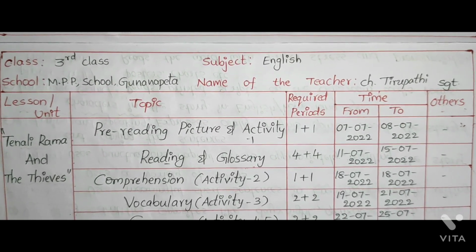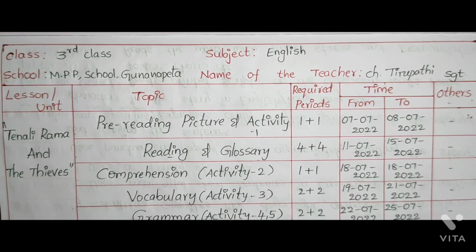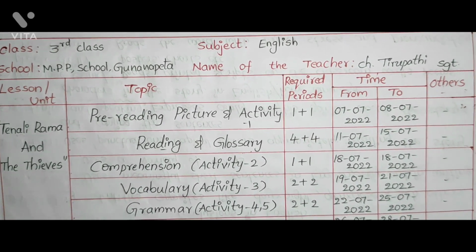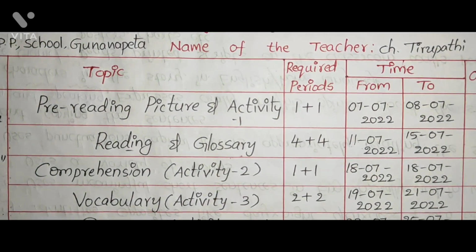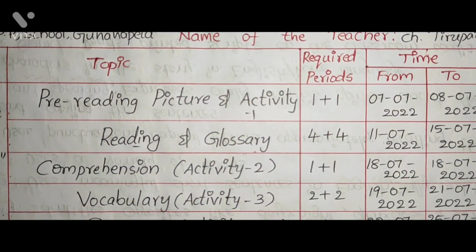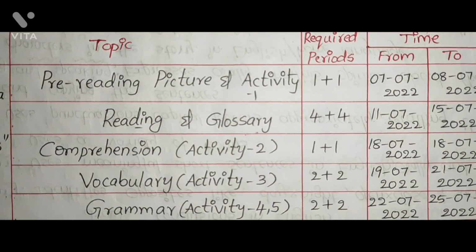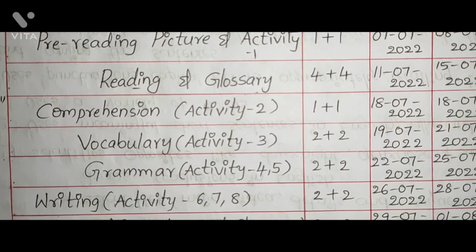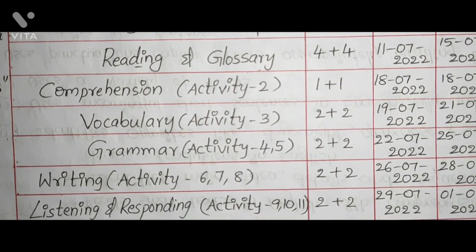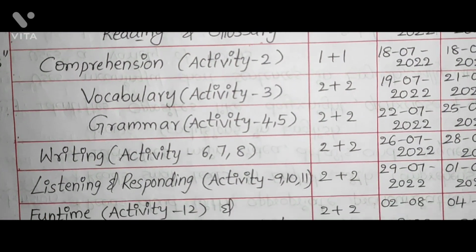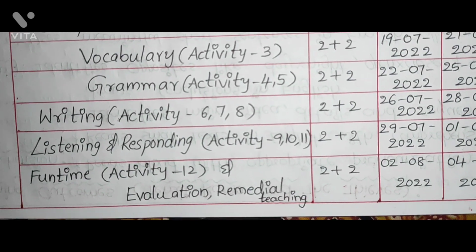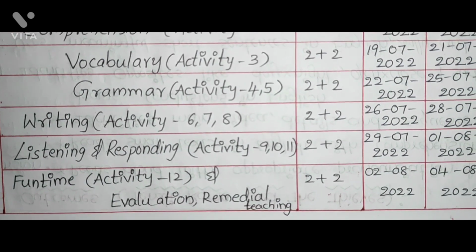Next one, the process of lesson plan. Class 3rd class, subject English, school MPP school Gonanpeta, name of the teacher C.H. Tirupati. The lesson name is Tenali Rama and the Thieves. Topic: pre-reading picture and activity 1, reading and glossary, comprehension activity 2, vocabulary activity 3, grammar activity 4, 5, writing activity 6, 7, 8, listening and responding activity 9, 10, 11, fun time activity 12, evaluation and remedial teaching.